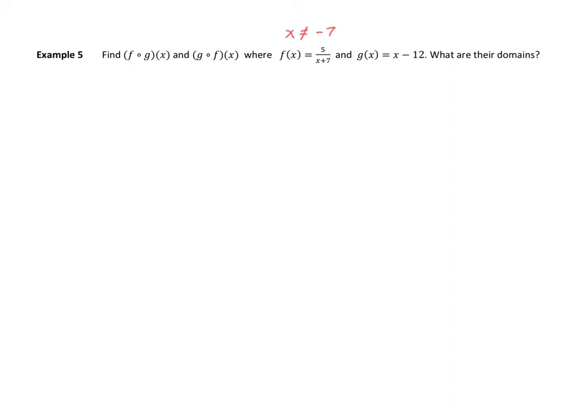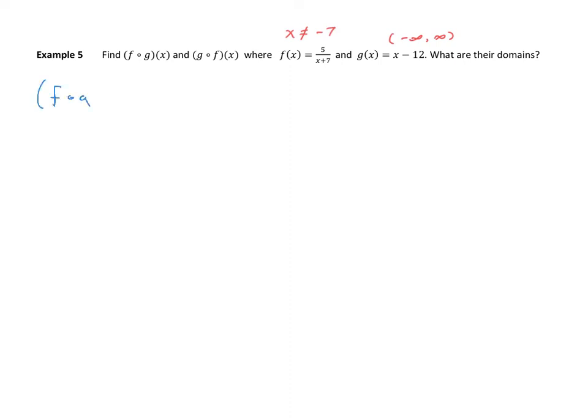That's no good. Now for the function g, okay, it's x minus 12. Nothing goes wrong. There's no fraction. There's no square root. So I'll just make another note. Okay, well, the domain here is going to be all real numbers. Everything works. That being said, let's start by finding f composed with g of x.